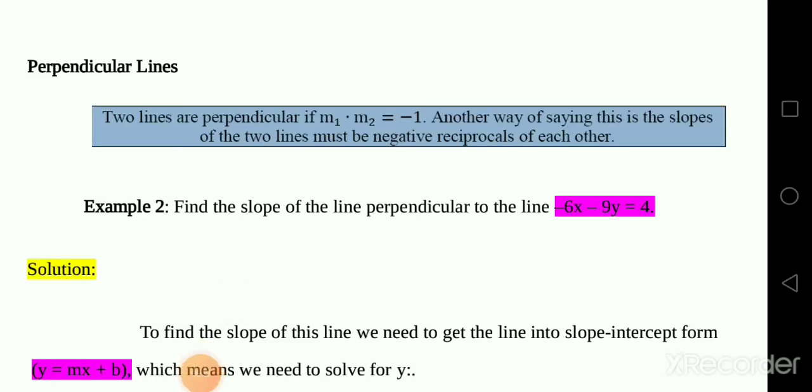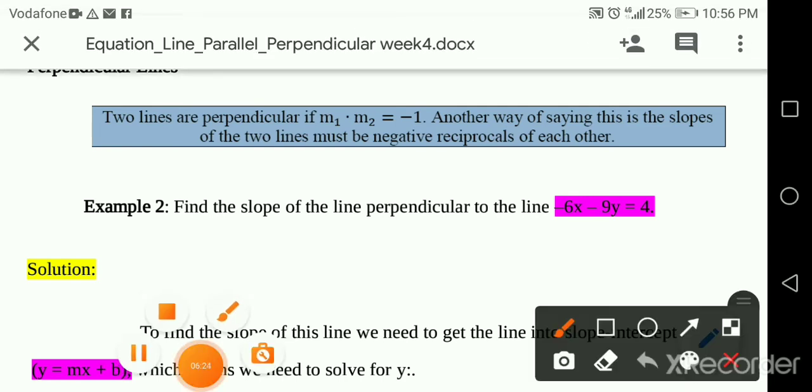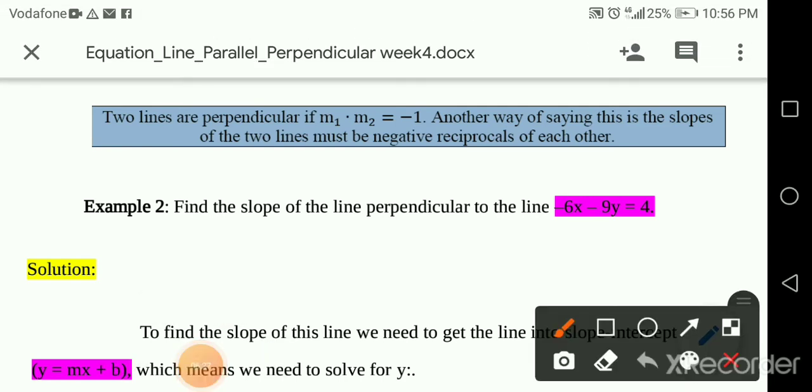Okay, what about perpendicular lines? When I'm talking about perpendicular lines, guys, what does this mean? Focus here, focus for the rule. If m1 times m2 gives you -1, in other words, the slopes of the two lines must be negative reciprocals of each other.